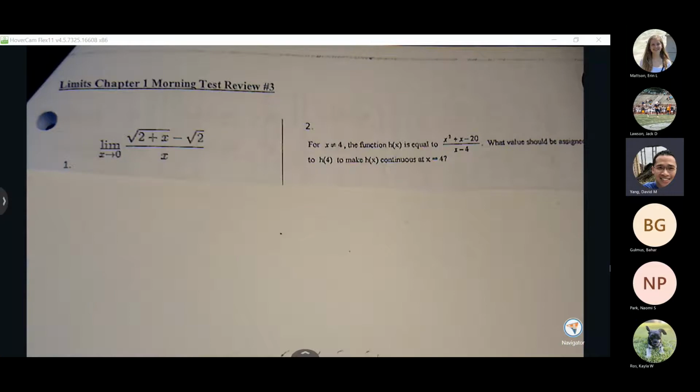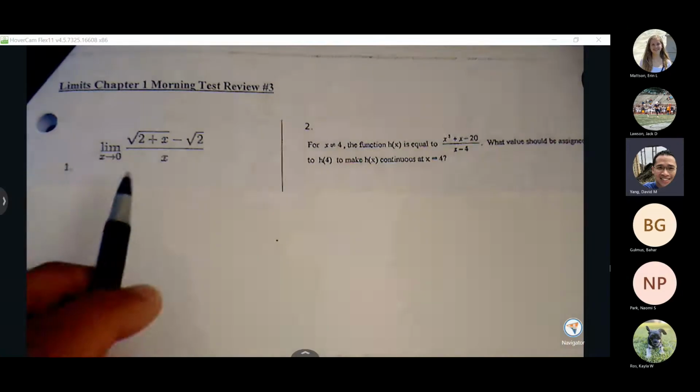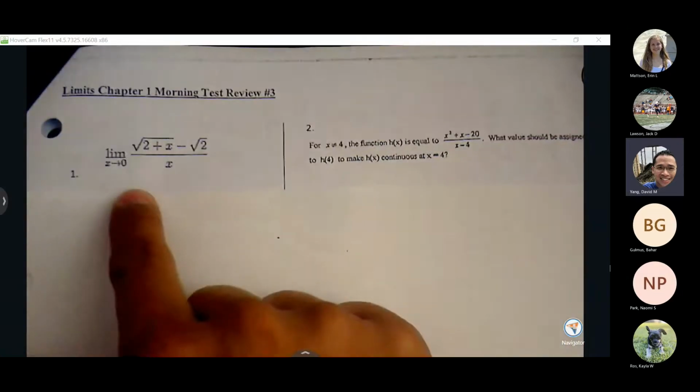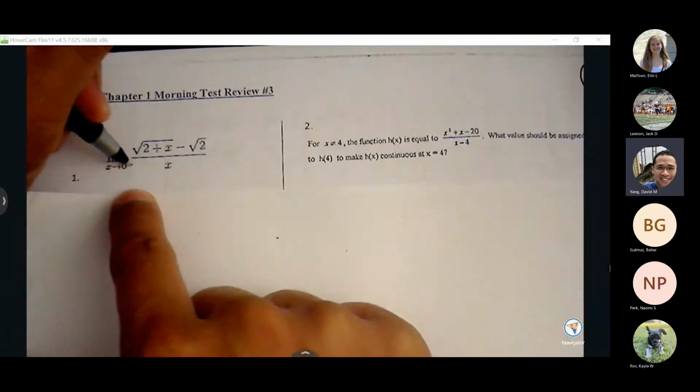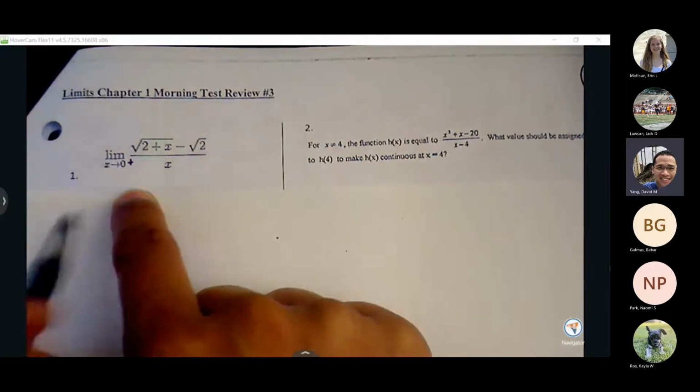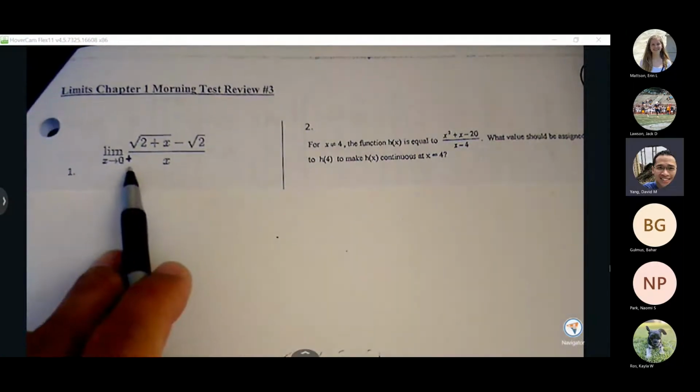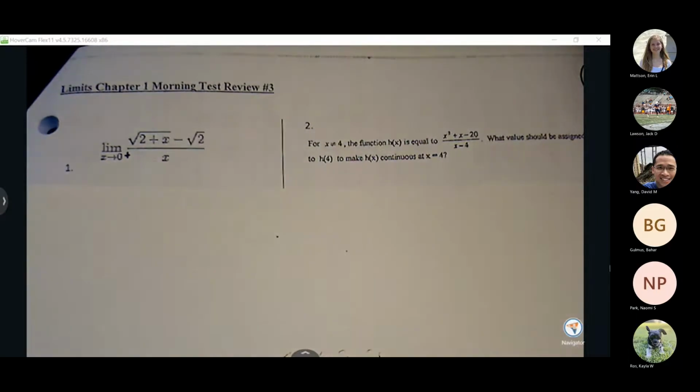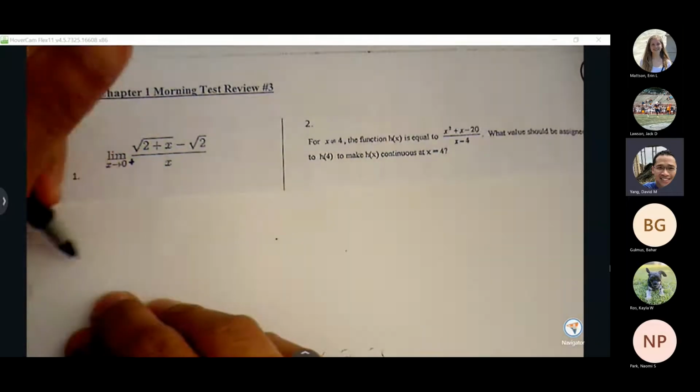So first thing we do with any limit problem, if it's approaching a real number, we just go ahead and insert that number. Now, what if I change this problem to a one-sided limit, a plus or a minus? Will that change the process? Same process, right? Doesn't matter if it's a one-sided limit. We're just going to insert that 0, see what happens.